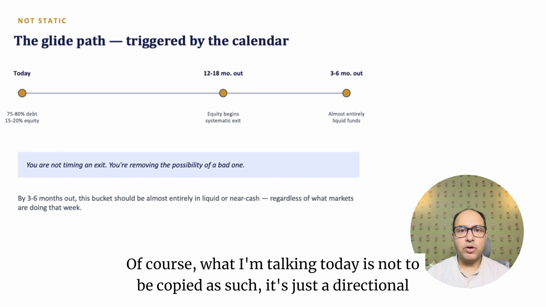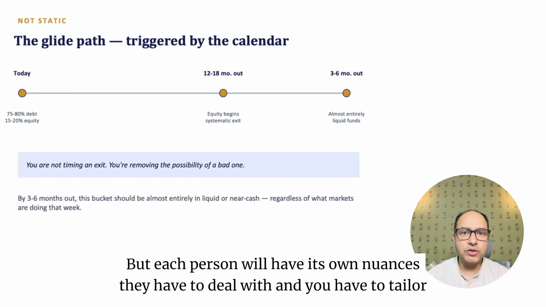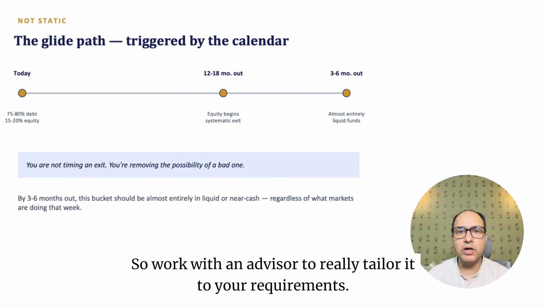Of course, what I'm talking today is not to be copied as such. It's just a directional sense in terms of what you can think when it comes to investing. But each person will have its own nuances they have to deal with, and you have to tailor it accordingly. So work with an advisor to really tailor it to your requirement.